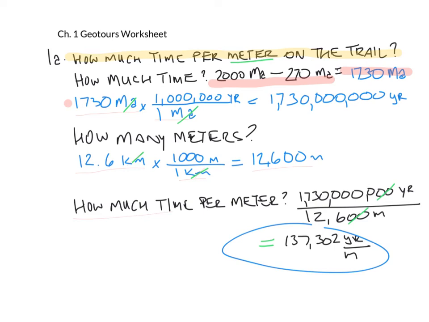How much time per meter? So time per meter, that's why I set it up that way. Just divide through, I cancel out the zeros I can cancel out, and I come up with my final answer that I've circled there at the bottom. So you are passing through, for each meter of the trail, 137,302 years. That is a spectacular amount of time. I hope this helped.